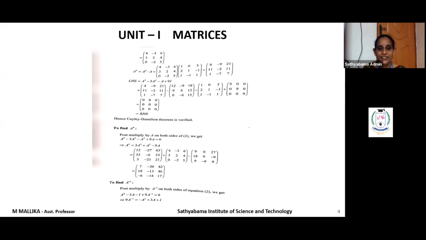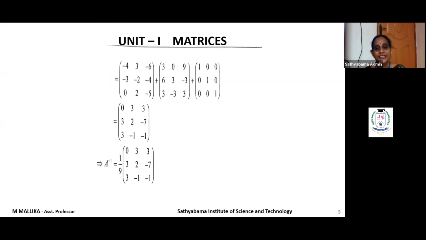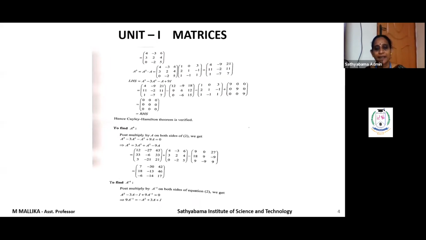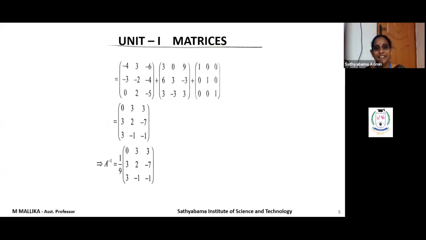So keep A inverse on one side, take the remaining terms to the other side. So you'll be getting 9A inverse is equal to minus A square plus 3A plus I. Just substitute all the respective values: minus of the A square matrix, then 3A matrix, then I matrix, then add everything. You'll be getting one value. That is the value for 9A inverse. So A inverse is going to be 1 by 9 of this matrix. So this is the procedure.